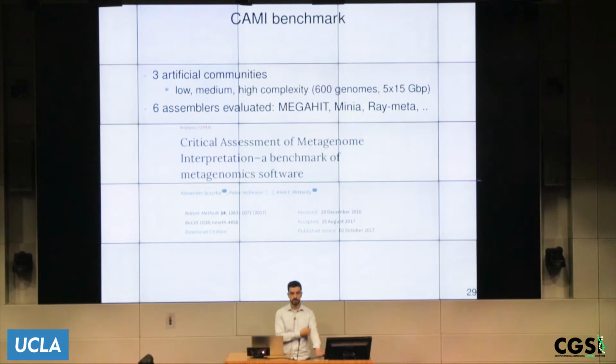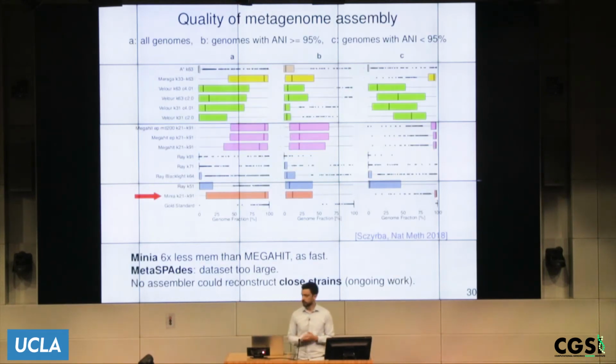I'll mention one benchmark, which is very recent from last year. A community of people have created artificial synthetic metagenomes and asked the community of genome assemblers to assemble them. So six assemblers were evaluated on 3 artificial communities. And in the paper, they actually reported results on the largest one. So this is a dense slide, but it shows essentially how good assemblers can perform on a high complexity metagenome dataset.